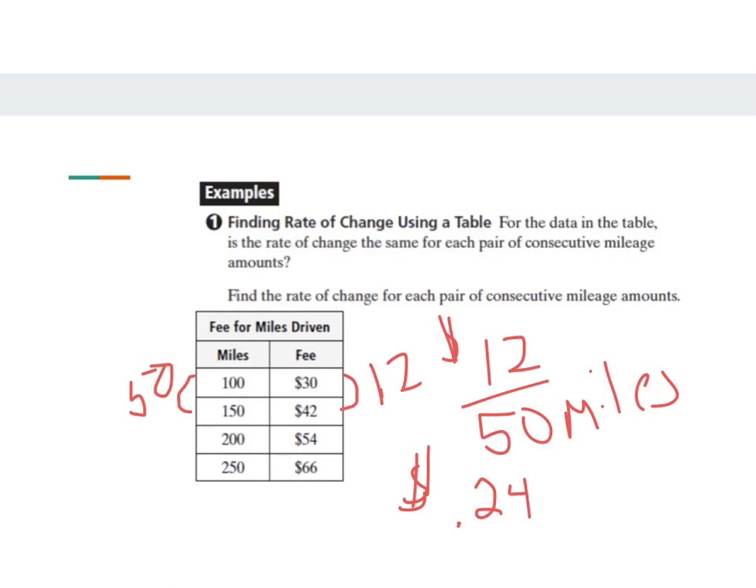And we can check that by looking at the rate of change. Let's just jump to 200 miles to 250. And over here, we jump 54 to 66. So again, we have that same 12, the rise, the change in the dependent value, which is fees, divided by the change in the miles, which is 50. And so we still have that constant rate of change, which is 24 cents per mile.